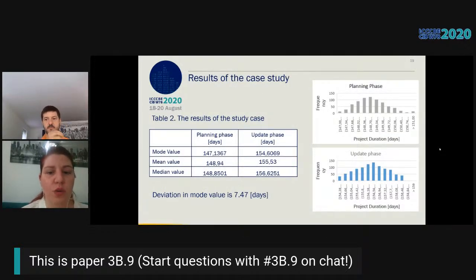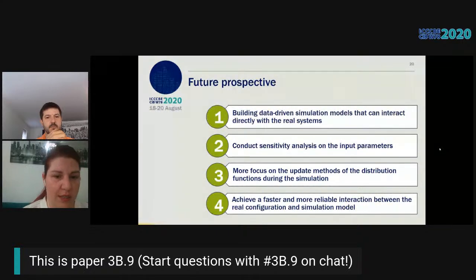As we see, we have two results, the planning phase and after the update. There is a deviation in the mean value and in the mode value of about 7.5 days. Of course, not all the processes were affected by the cutting wheel downtime. That's why it's not a one-to-one result.